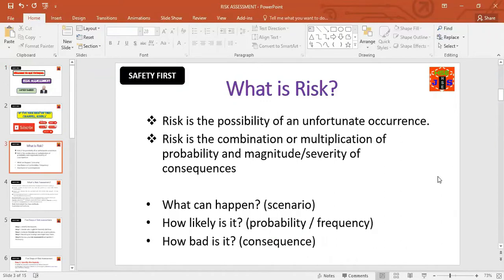Prior to understanding what risk assessment is, it is mandatory to know what risk is. Risk is the possibility of an unfortunate occurrence. Risk is the combination or multiplication of probability and magnitude, the severity of consequences. In a simpler way, you can say there are three things in risk. First, what can happen, a scenario. Second, the probability or the frequency: how likely is it? And the third one, the outcome of the probability and the scenario, is the consequence. How bad is it? This is the simplest definition of risk.